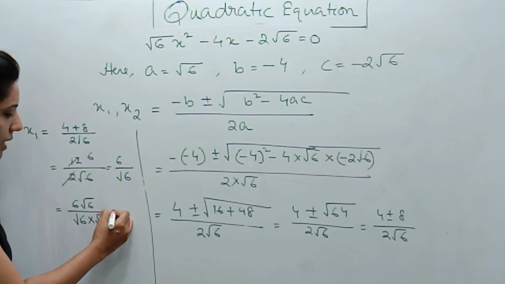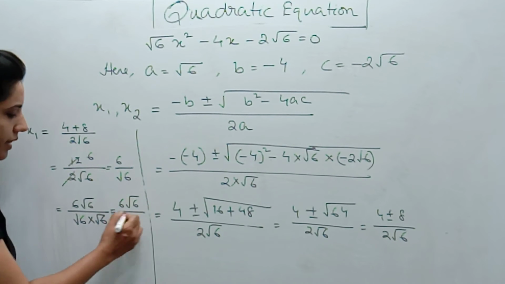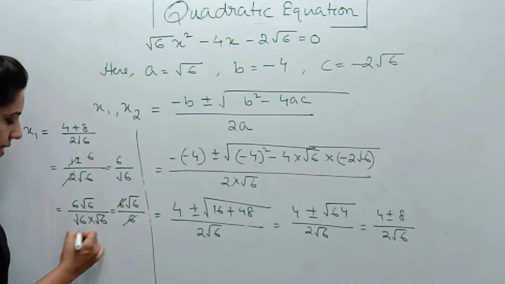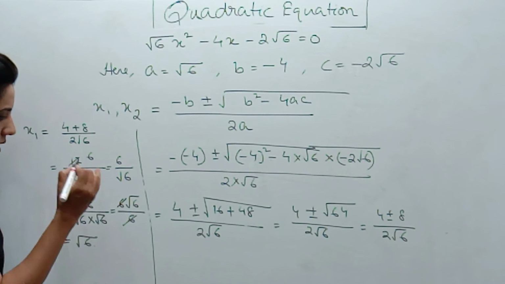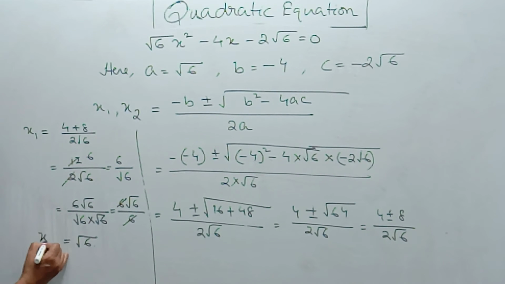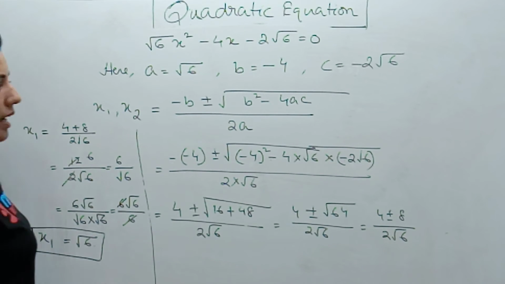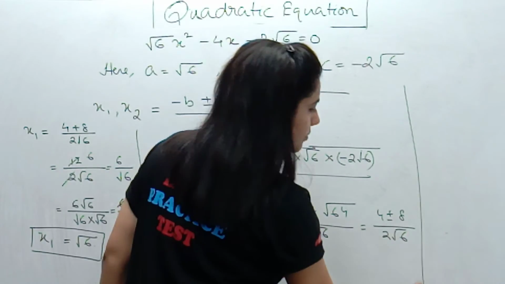So in the numerator I am getting 6 root 6. In the denominator I am getting root 6 into root 6, that's 6. Gets cancelled. So one of the roots is root 6. So one of the values of this quadratic equation is root 6. Let us solve the other one.